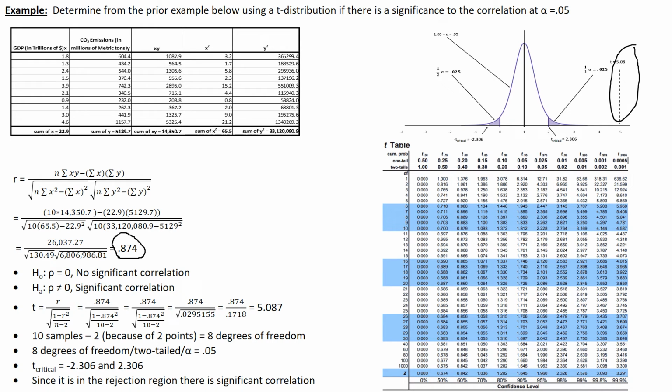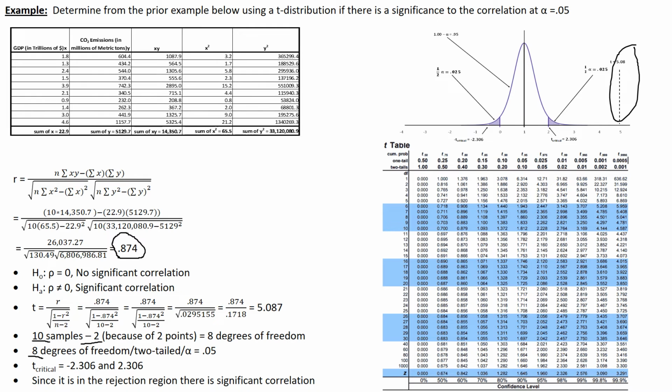So let's look at this here. Now, when we're looking at correlation, we subtract 2 because we're getting 2 different groups of data, the x and the y. So for the degrees of freedom, instead of n minus 1, it's n minus 2. So I've got 10 samples here, which means 8 degrees of freedom. 10 minus 2 is 8.